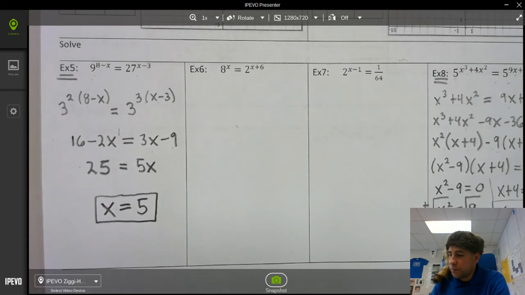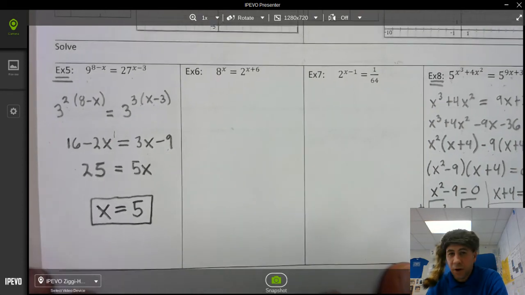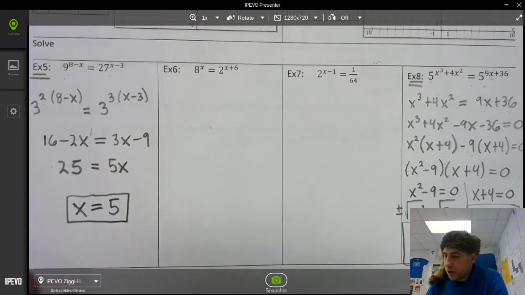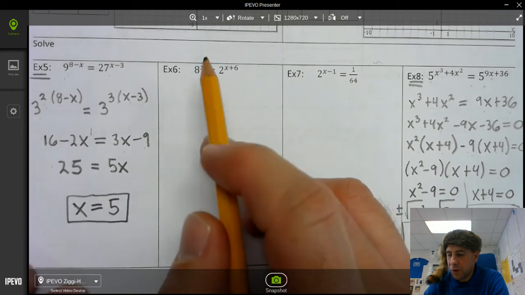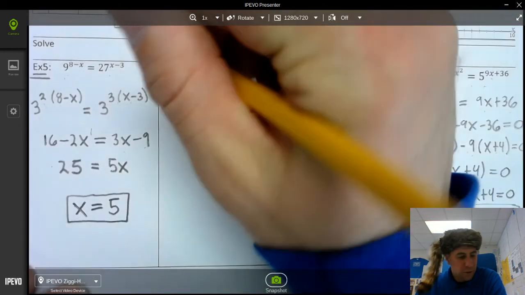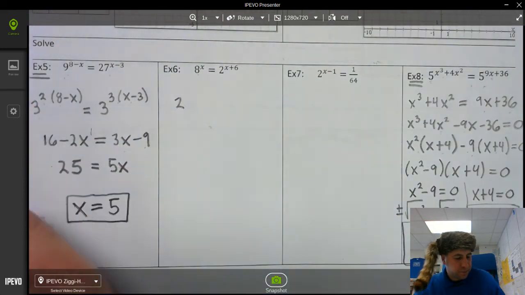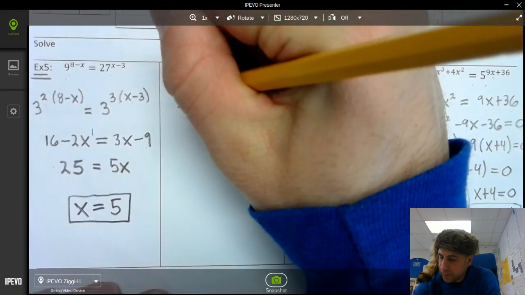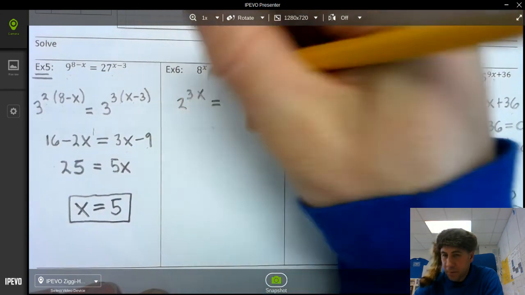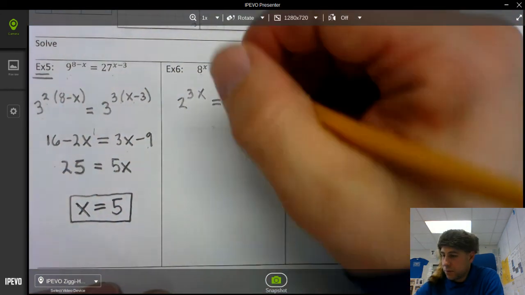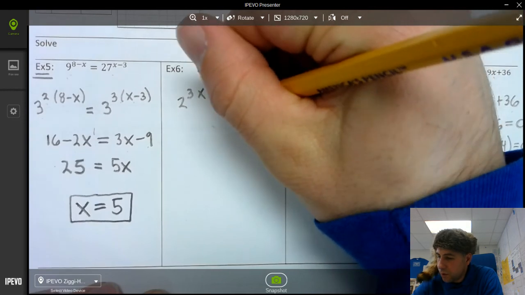All right, so I'm assuming at this point you've tried example 6, so now let's see if you did the work correctly. All right, so example 6. All right, so same bases. Well, I see 2 seems like a good base to have the same of, so let's think about what we can do to make 8. Well, we know that 2 to the third power is 8. So that's 2 to the third times x equals 2 to the x plus 6.